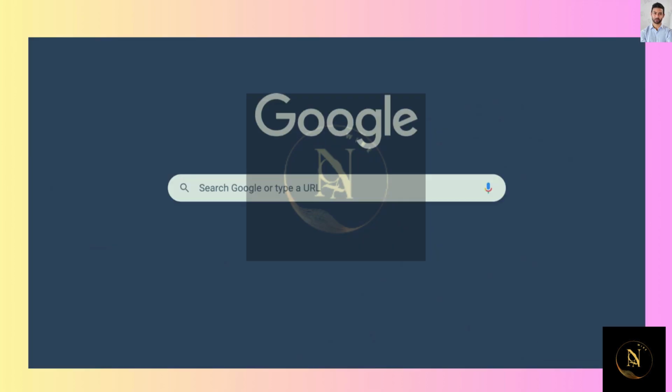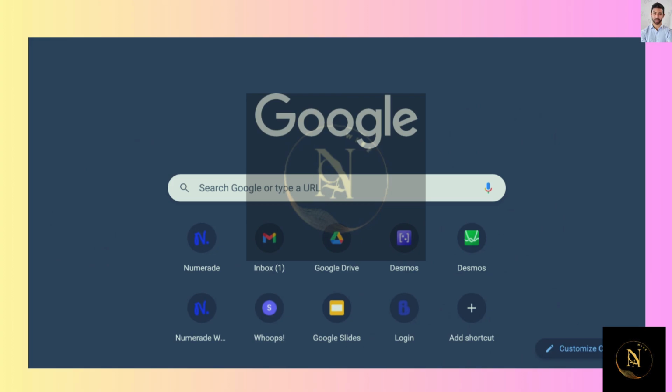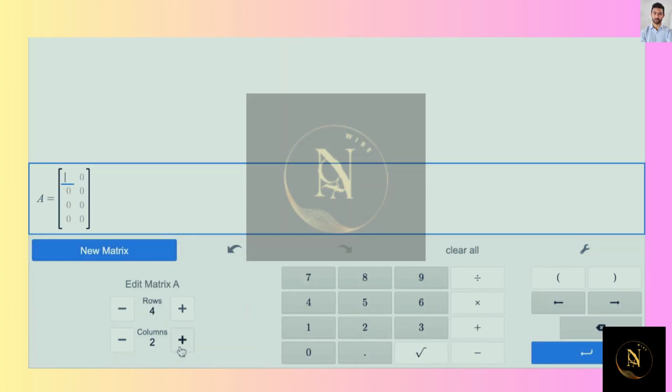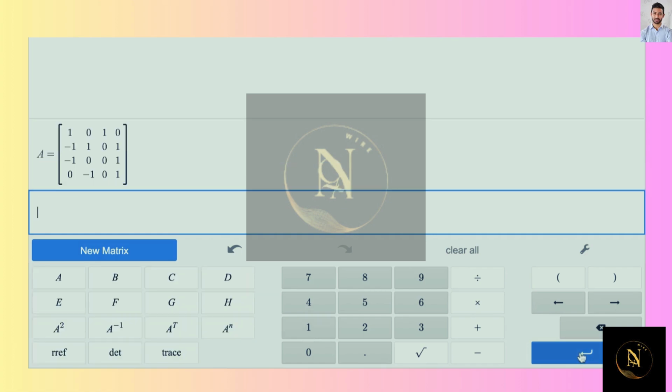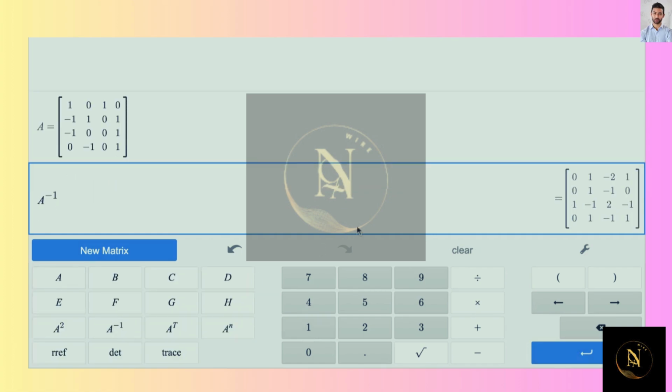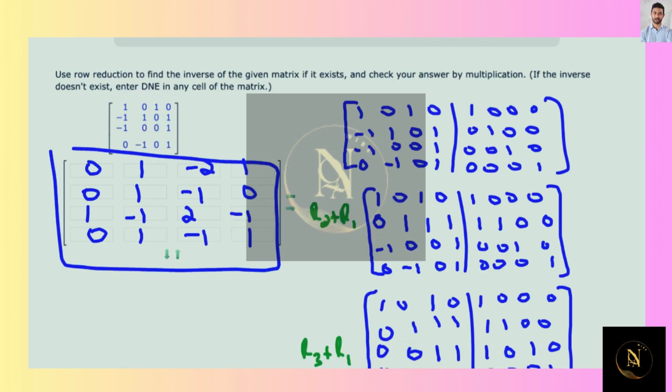I would always recommend a quick check. I'm going to use the Desmos matrix calculator, with our original 4x4 matrix with the elements 1, 0, 1, 0, negative 1, 1, 0, 1, negative 1, 0, 0, 1, 0, negative 1, 0, 1, and we can find the inverse, and we see the 0, 1, negative 2, 1, 0, 1, negative 1, 0, 1, negative 1, 2, negative 1, and 0, 1, negative 1, 1.